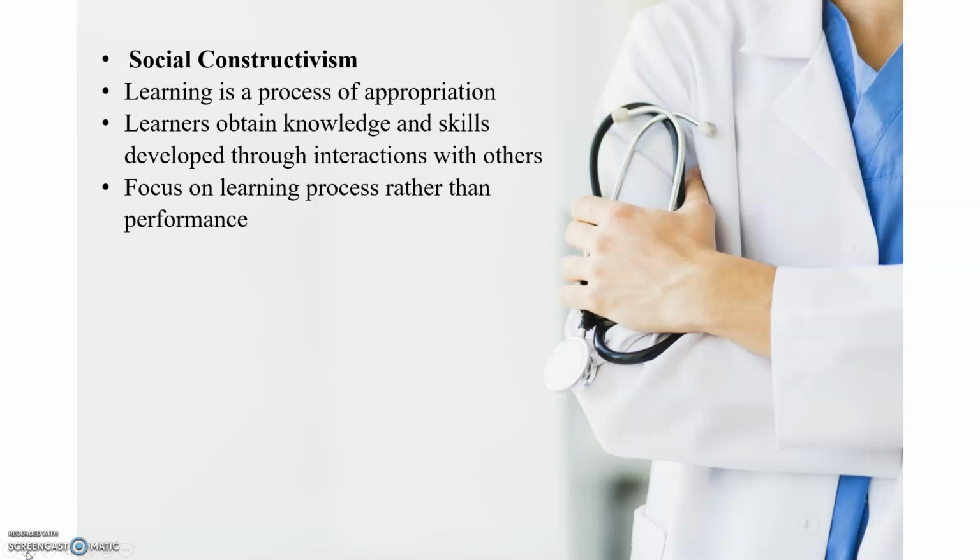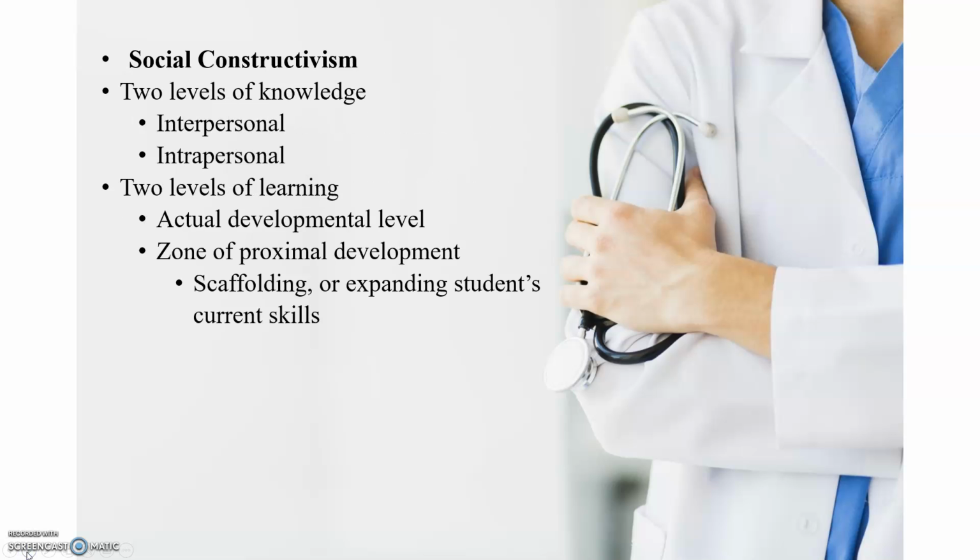The final theory discussed by Kay and Kibble is social constructivism. In this model, learning is a process of appropriation, with students obtaining knowledge and developing skills through interactions with others. The focus of social constructivism is on the learning process rather than performance. The learning exercise is set within an authentic environment to answer real-life questions. Much of social constructivism comes from the work of Lev Vygotsky, who identified two levels of knowledge: the external interpersonal level and the internal or intrapersonal level.